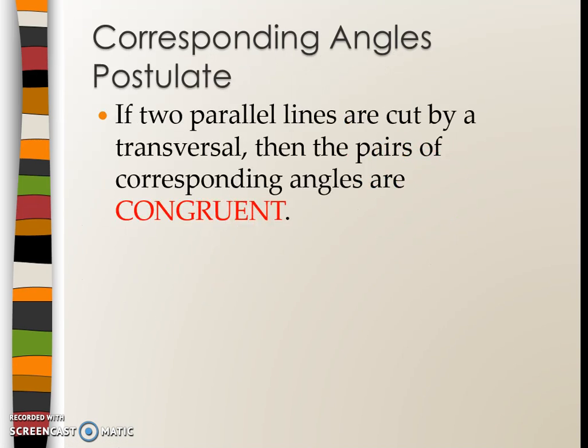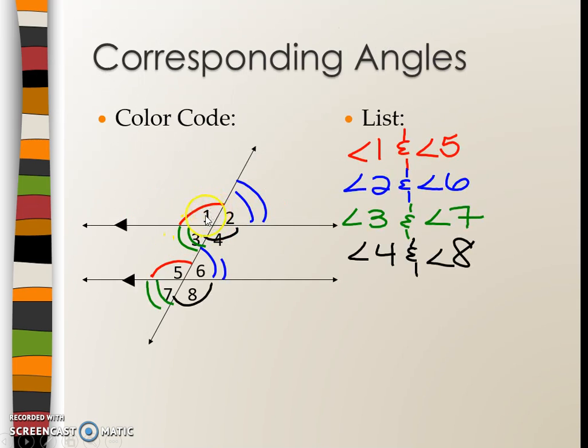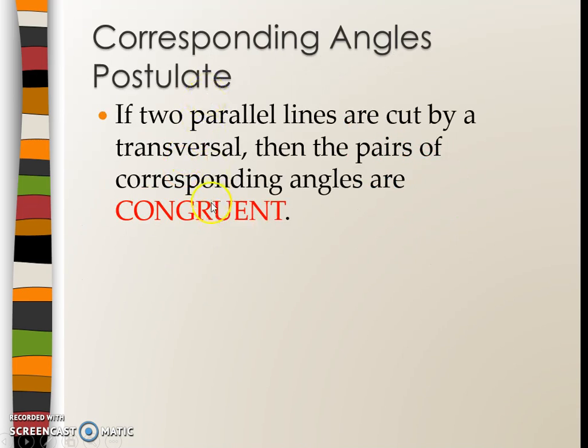Corresponding angle postulate. If two parallel lines are cut by a transversal, then the pairs of corresponding angles are congruent. So basically, angle 1 and 5 are congruent. Angle 2 and 6 are congruent. Angle 3, 7 are congruent. Angle 4 and 8 are congruent if these two lines are parallel. If they are parallel to each other and it gets cut by a transversal, then these corresponding angles are congruent. So we need to know that's a postulate for corresponding angles.